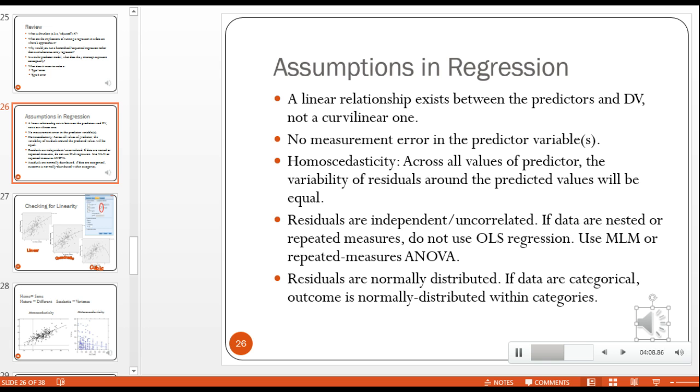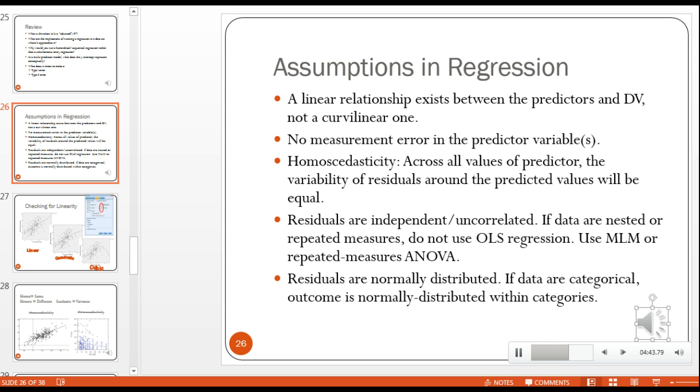Okay, so the first assumption is that a linear relationship exists between the predictors and the DV, and it's not curvilinear. We're going to be learning how to test for curvilinearity or nonlinearity, again synonymous terms, later in the course. But for now, we just need to be able to visually look at things and see that the relationship is linear. Thankfully, this assumption is very easy to test for. Everybody kind of agrees on its solution, and so it's not a big deal. The second one I've already discussed, this idea of no measurement error in our predictor variables.